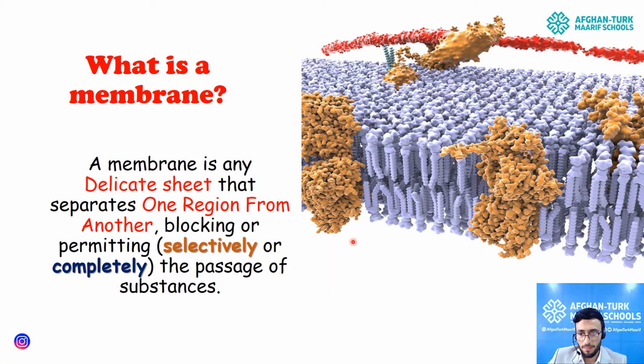Before starting the lesson in detail, we should first define the cell membrane, or membrane itself. In simple words, we can define a membrane as any delicate sheet that separates one region from another, blocking or permitting, meaning selectively or completely, the passage of substances. As you see in this picture, you can find different structures. The different structures possess different kinds of functions. Let's talk about it in more detail.